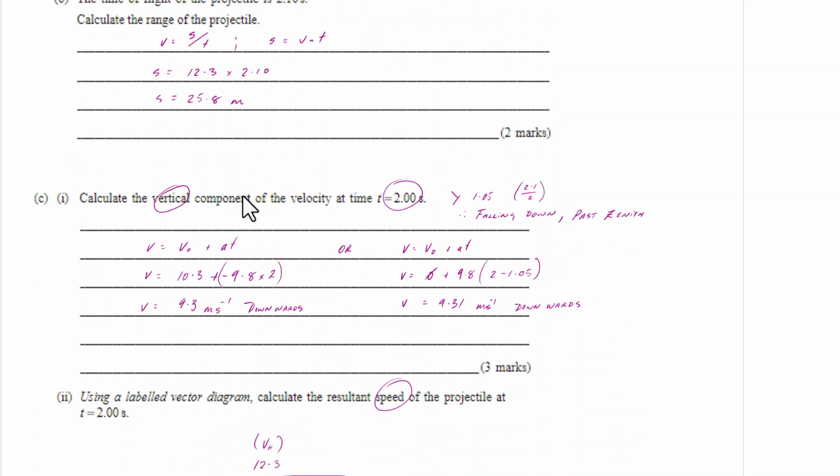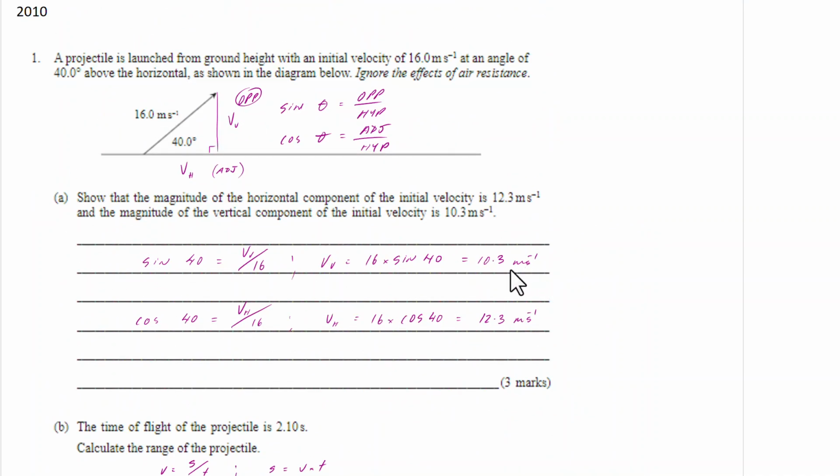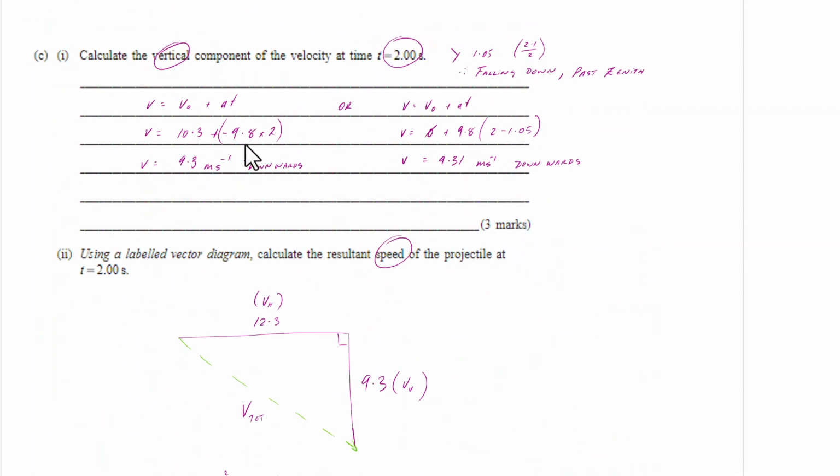Calculate the vertical component at t equals 2 seconds. So velocity equals initial velocity plus at. Velocity at launch was 10.3. We worked it out over here. Times it by negative 9.8 because it's actually going upwards as opposed to the opposite direction we have here. And we end up with 9.3 meters per second.